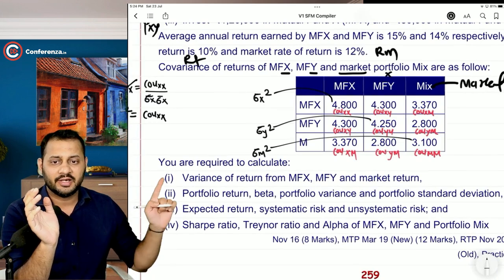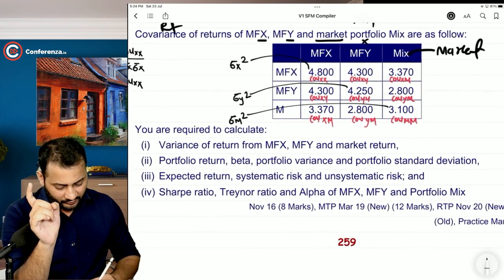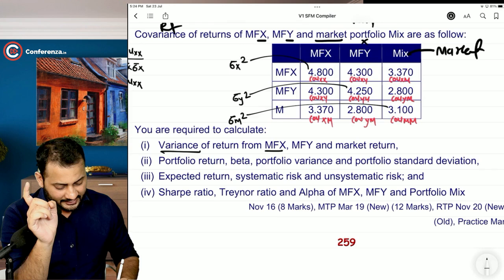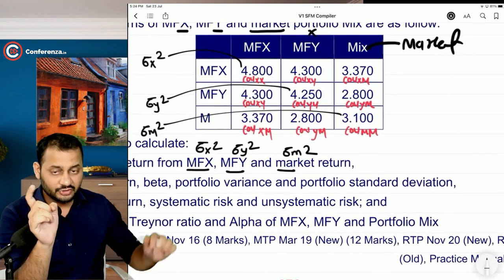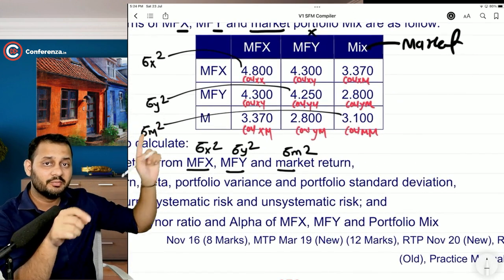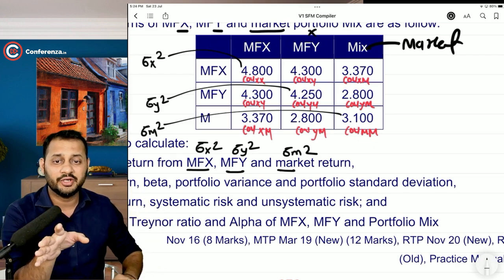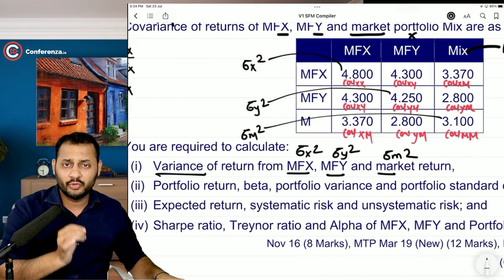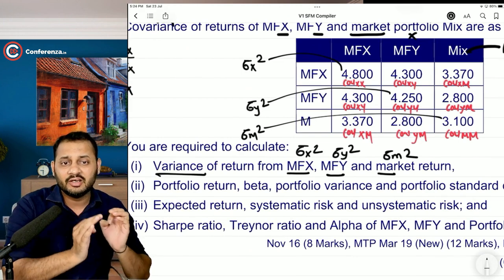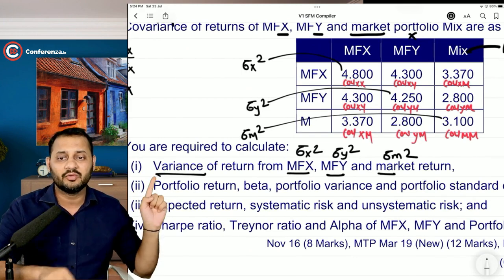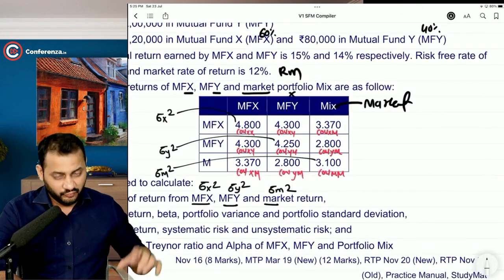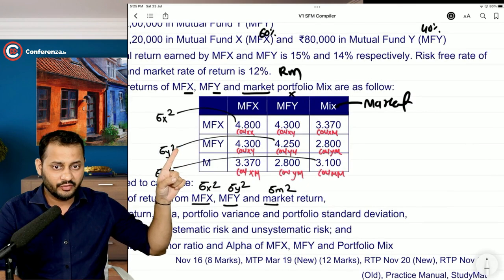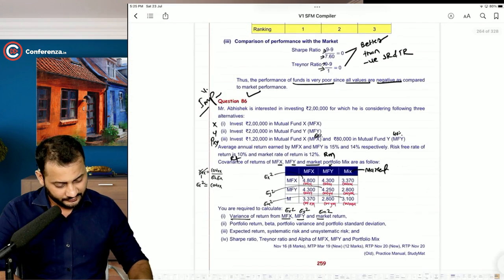Okay, let's find out. You are required to calculate the variance of the return from X, Y and market. That means standard deviation of X square, standard deviation of Y square and standard deviation of M square, which is already given to you in the table. You don't have to do any kind of calculation. The first part of this question is so easy that you just need to interpret the table properly to find out the answer. See, 4.8, 4.25 and 3.1. That is the first part's answer.